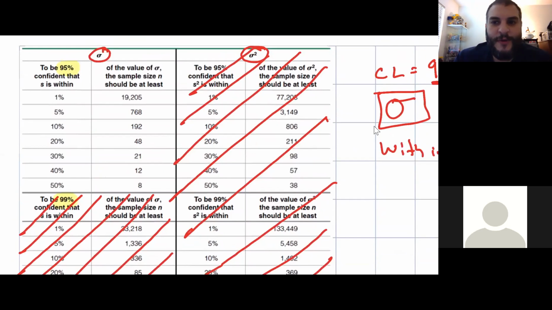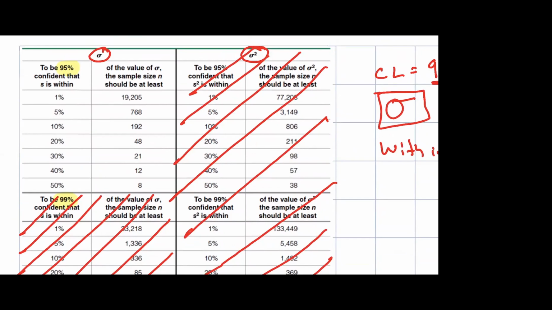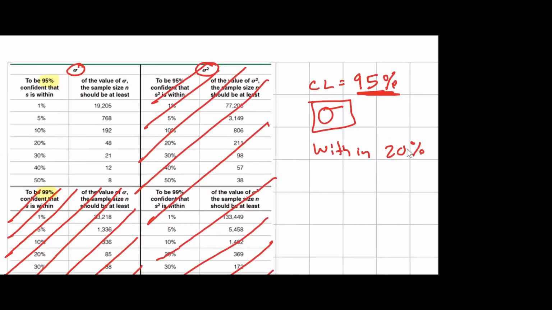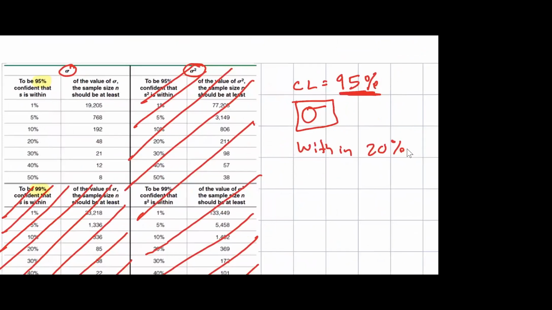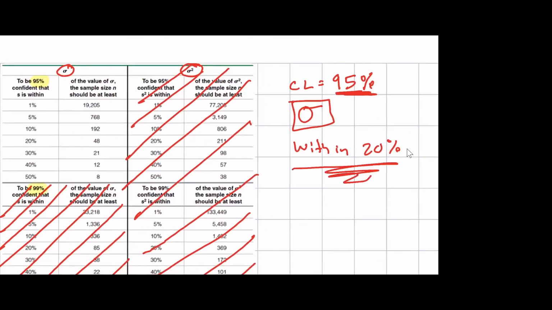Then we want to see what we want it to be within. Since we said we want it to be within 20%, 20% is here, and right across from it is the 48. So for this one, we'll say N is at least 48. And that's it for that one.